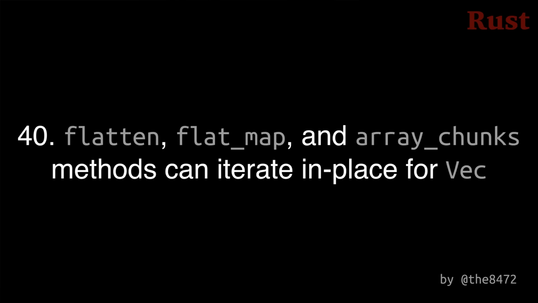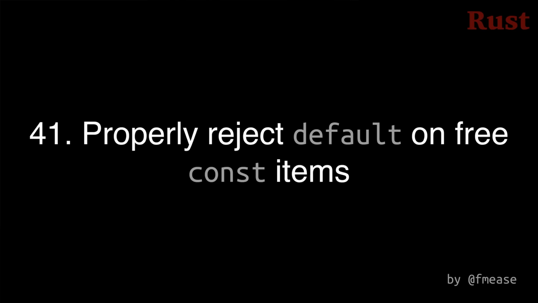Number 40. When iterating over a vector and collecting back into a vector, the flatten, flatmap, and array chunks iterator methods can now iterate in place, meaning they can alter the starting vector to use as the result vector and avoid allocating more memory. Number 41. The default keyword that is supposed to be used when specializing traits is now properly rejected when applied to free const items.